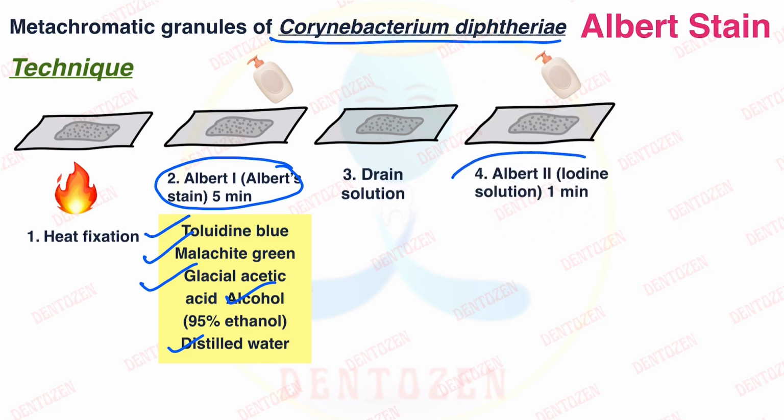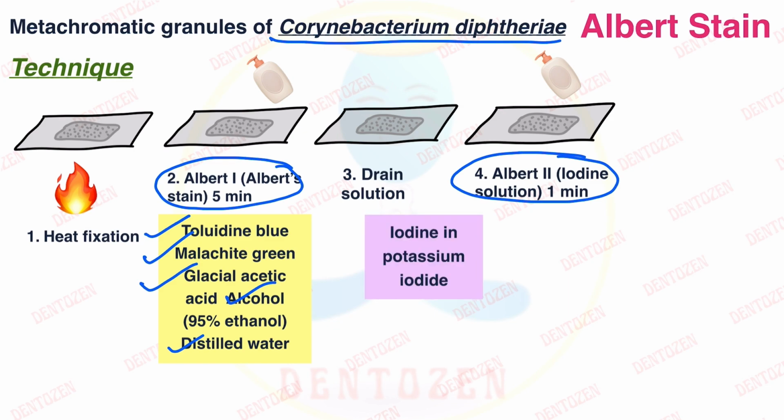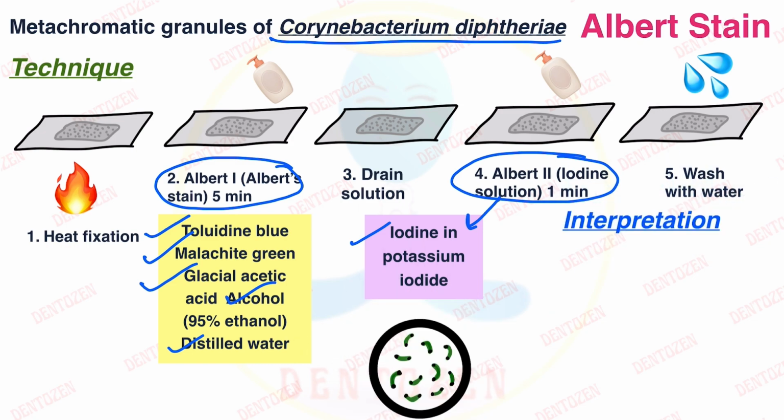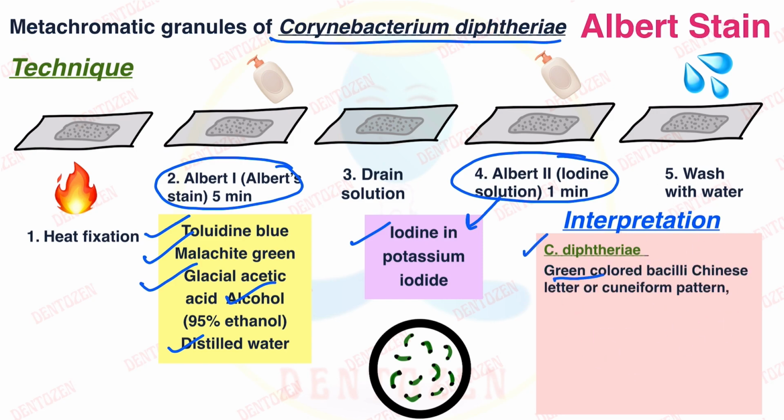or iodine solution, that is kept for 1 minute. It contains iodine in potassium iodide. After that we wash it with water, and now we look at the slide under the microscope. What is the interpretation? Our Corynebacterium diphtheriae will appear as green colored bacilli, as we can see here.